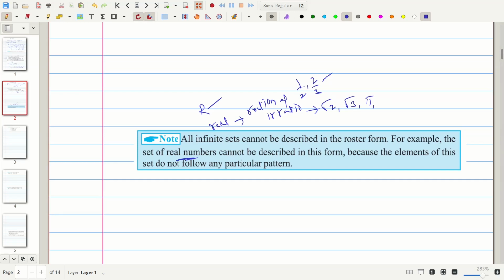Irrational numbers, other than the rational numbers, are presented by square roots and by mathematical constants. The real numbers sometimes cannot be expressed in roster form, because these real numbers do not follow any particular pattern, therefore we cannot sometimes express them in roster form.